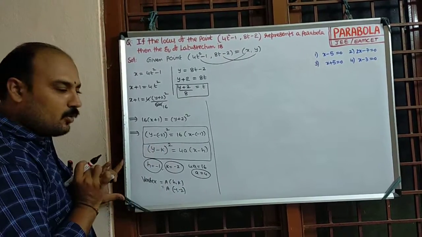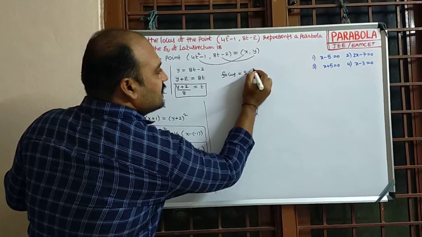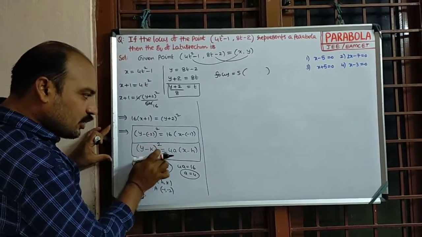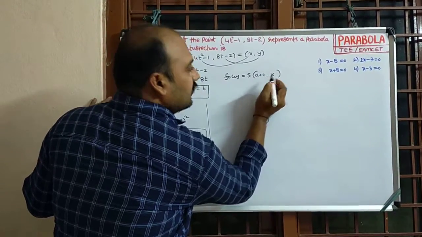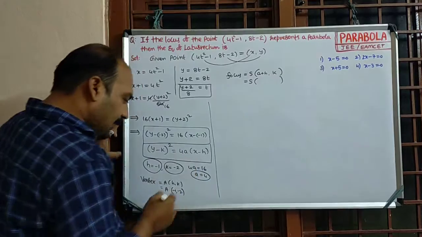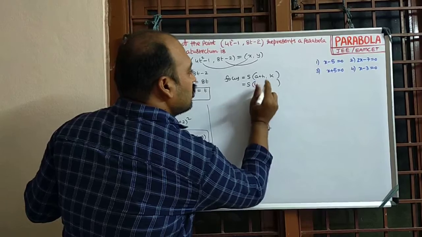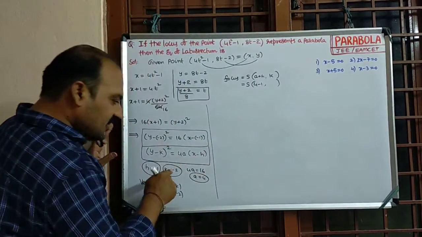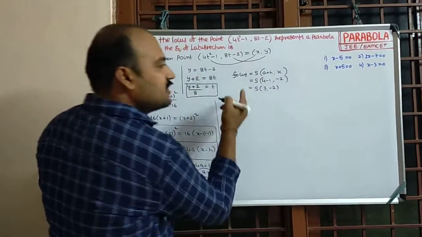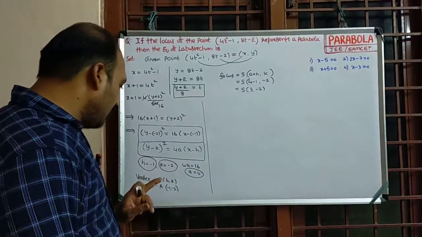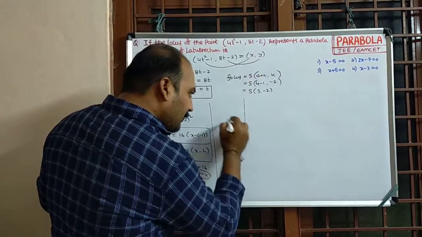For this type of parabola, (y − k)² = 4a(x − h), the focus is (a + h, k). The a value is 4 and h value is −1, so 4 − 1 = 3, and the k value is −2, so the focus S is (3, −2). This is the focus, and we know the vertex also. So draw a rough diagram according to the problem and you will get the idea.